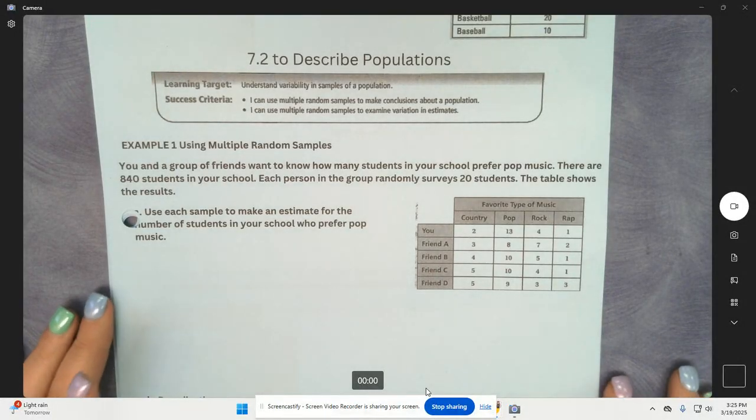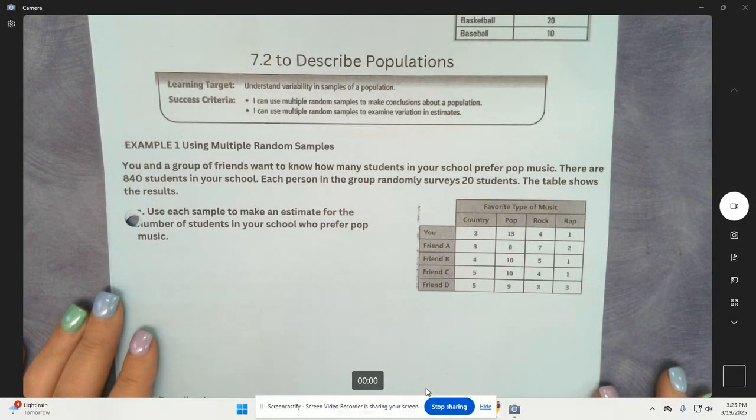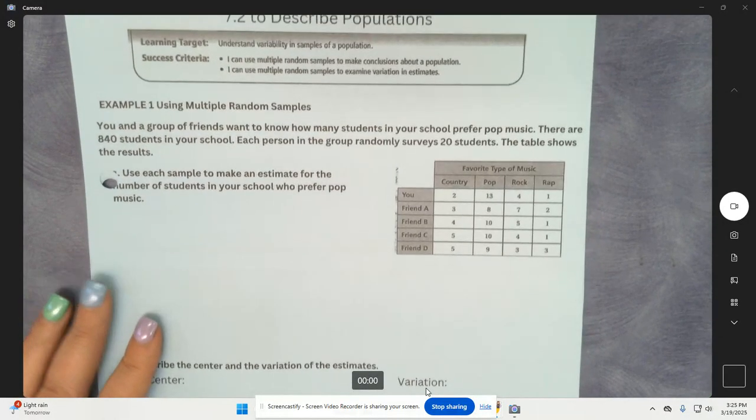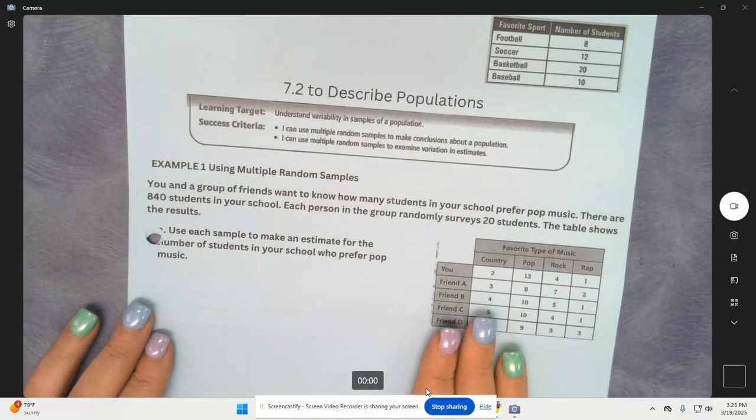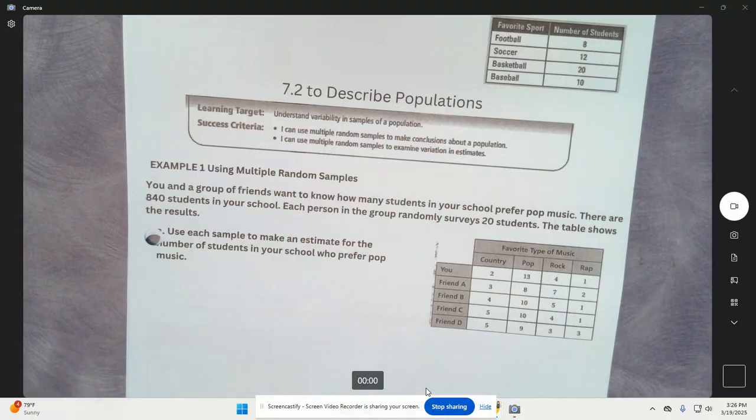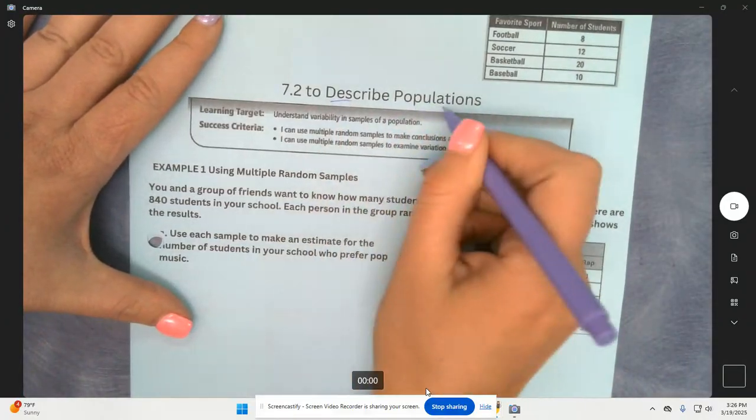Alright, you guys, we're going to be looking at 7.2 in our Chapter 7 notes on page 5. So if you'll make sure you're turned to there, you're looking at this page, and we'll get ready to go. We're going to be looking at describing populations.